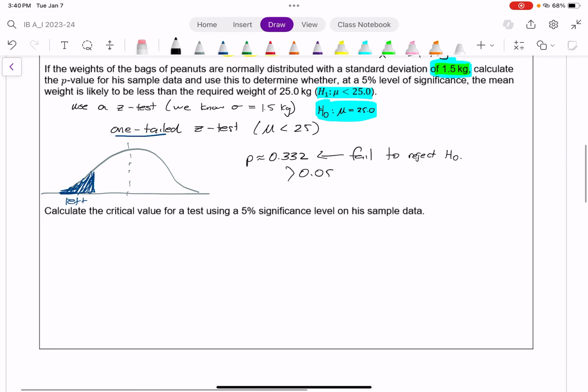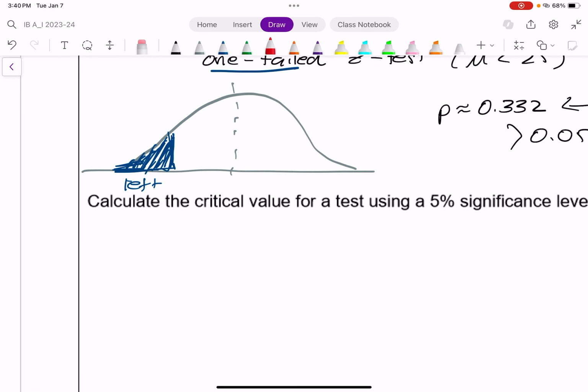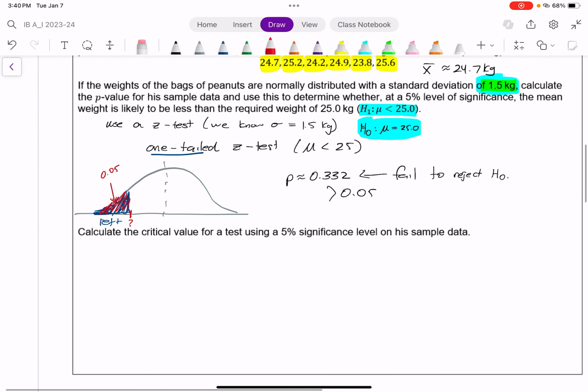However, the second part is, okay, what would be the critical value? In this case, what would be the maximum weight we could have for the sample mean, such that we would have to reject the null hypothesis? If I look back to my visual, if this area is going to be 0.05, or 5% of the region, what value would have to go right there for us to actually reject H0?